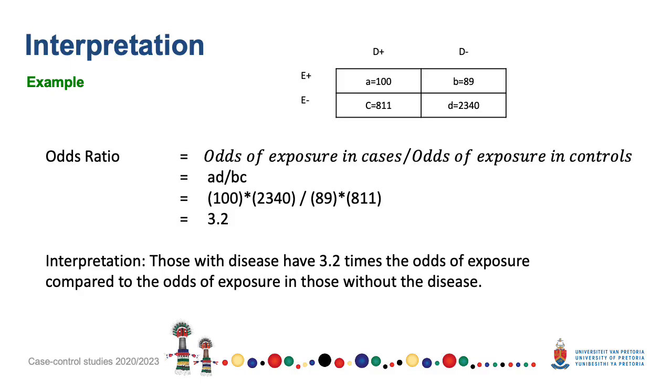Now, what does this odds ratio of 3.2 mean? Well, we interpret it as follows. The odds of disease amongst the exposed is 3.2 times higher than the odds of disease amongst the non-exposed. You could also say the odds of exposure amongst the diseased is 3.2 times higher than the odds of exposure amongst the non-diseased. Both these interpretations are equivalent and are acceptable.